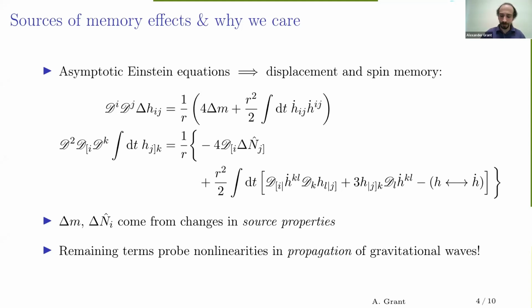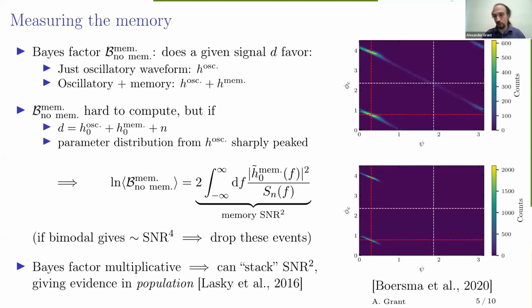Now, how do we actually measure the memory? Well, as is done for a variety of other types of effects, you can do a type of Bayesian hypothesis test. You can ask the question, does a signal favor either just the oscillatory waveform or a waveform that is both oscillatory and has a memory component? Now, this Bayes factor is relatively hard to compute, but there is a limit in which you can get away with computing something far simpler.